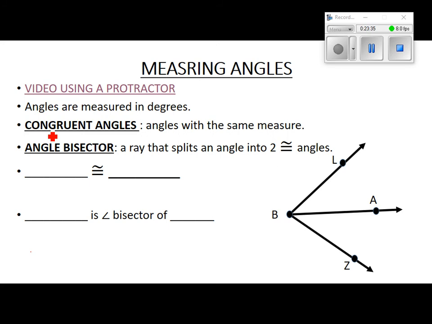All right, measuring angles. Fill in what you need to fill in on this. Then we're going to do something else here in a second. When you're measuring angles, angles are always measured in degrees. Congruent angles are angles with the same measure. Just like with segments, congruent angles are 2 angles that have the same measure.